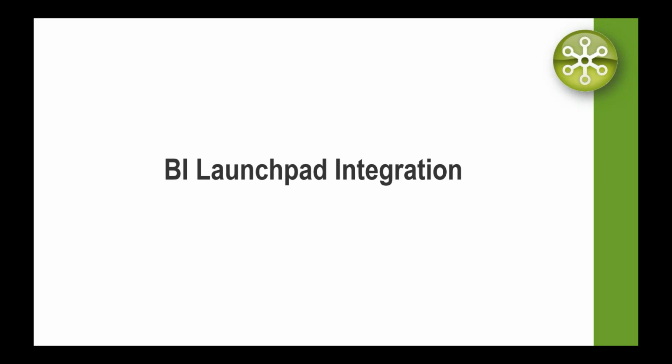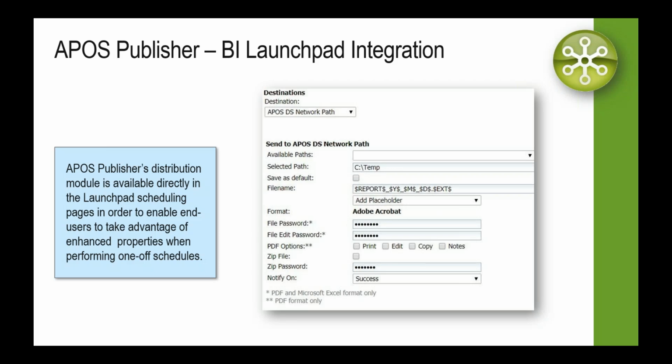One area I want to just take a quick look at: we've been talking about bursting, and bursting is typically a sort of wide scope. We have multiple recipients likely involved in this. It's typically set up by an administrative type user, but we can also use the integration directly in BI Launchpad. The code is in BI 4.2 SP6 and above, I believe, and you can leverage the capabilities of our distribution directly in BI Launchpad, or even in the Central Management Console schedule pages.